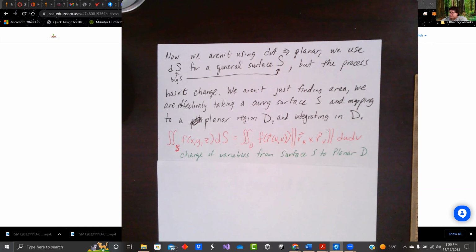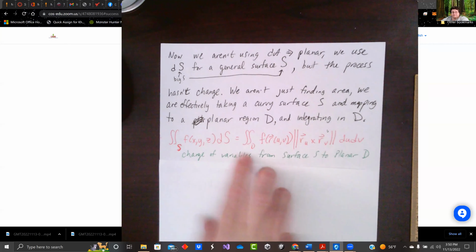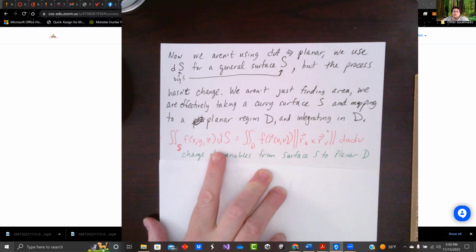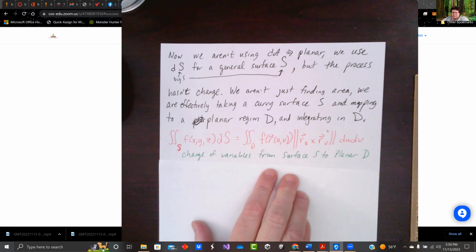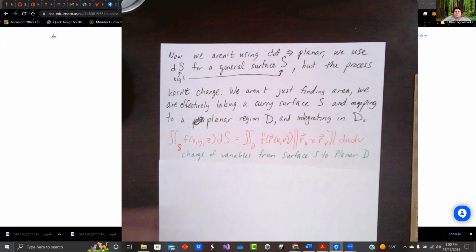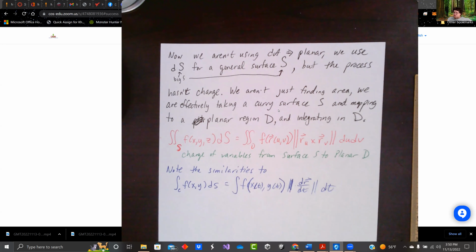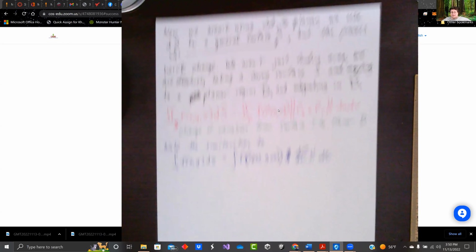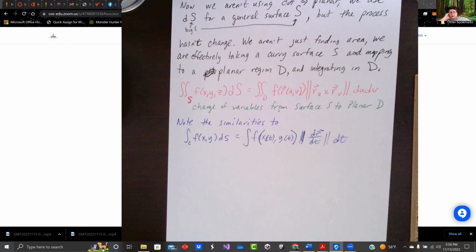That's what we're doing when we take f of x, y, z and do our surface integral. We're going to map it over to r(u,v), where it's planar. This is a change of variables, basically, from surface S to planar D. And it should look fairly familiar. This looks a lot like a line integral, right?